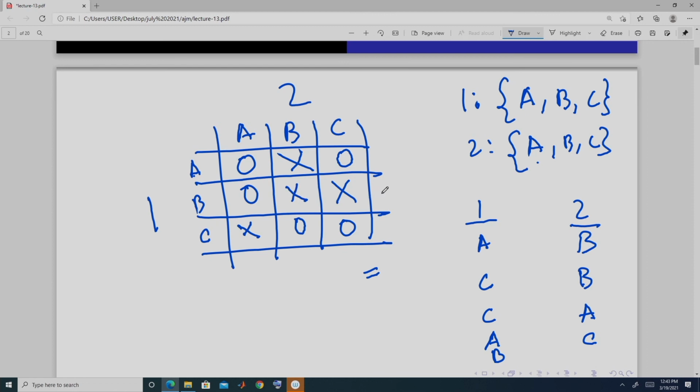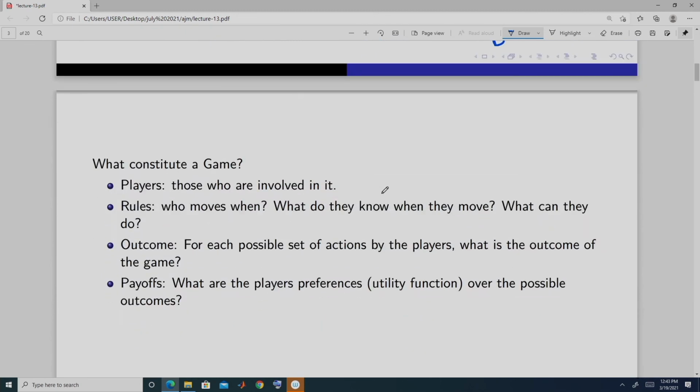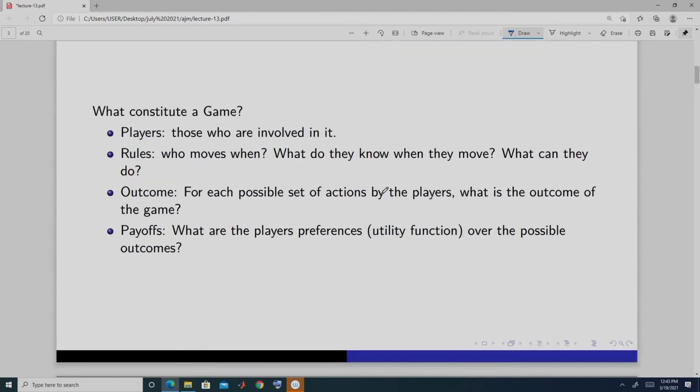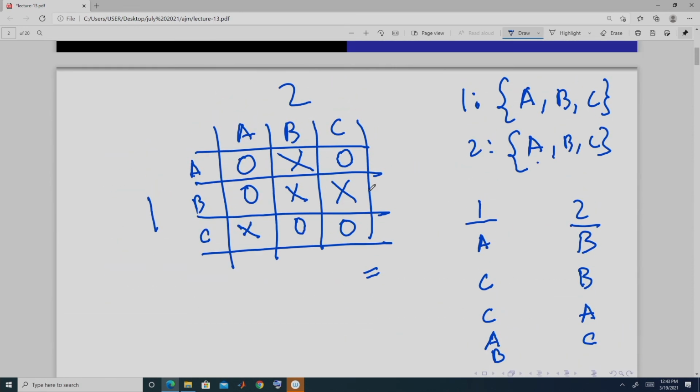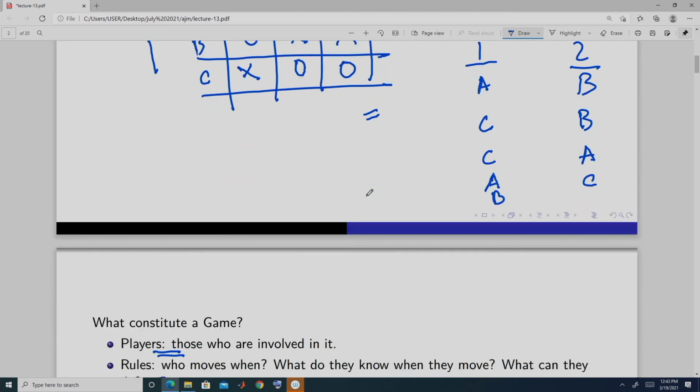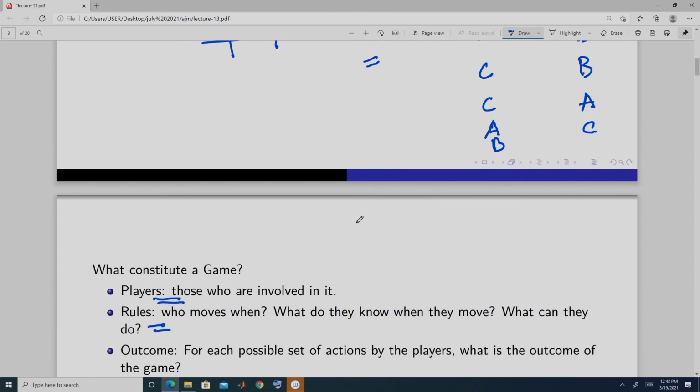So, what mainly constitutes a game? It will have players who are going to play the game. We will have to define the rules, like in tic-tac-toe. What are the rules? One player will move first, then the second player will move, then again the first player will move, and then again the second player will move. So, this is one rule, that is the sequence, in how the game is going to be played.